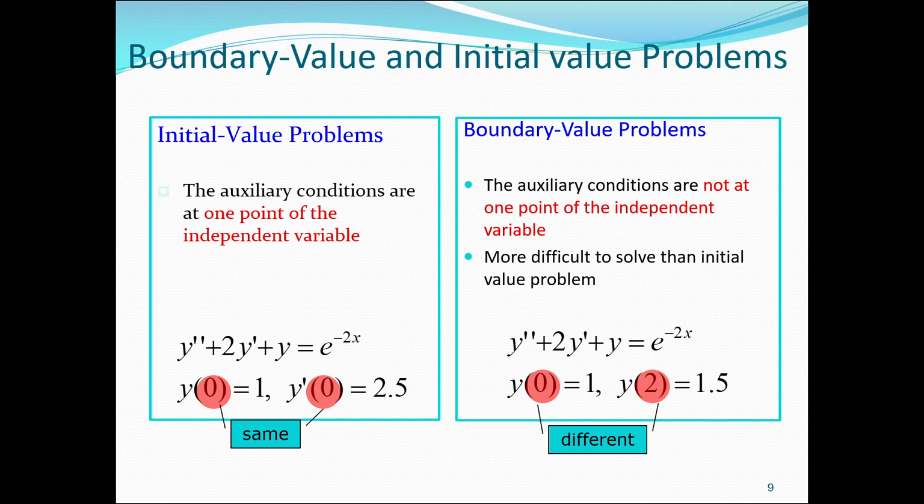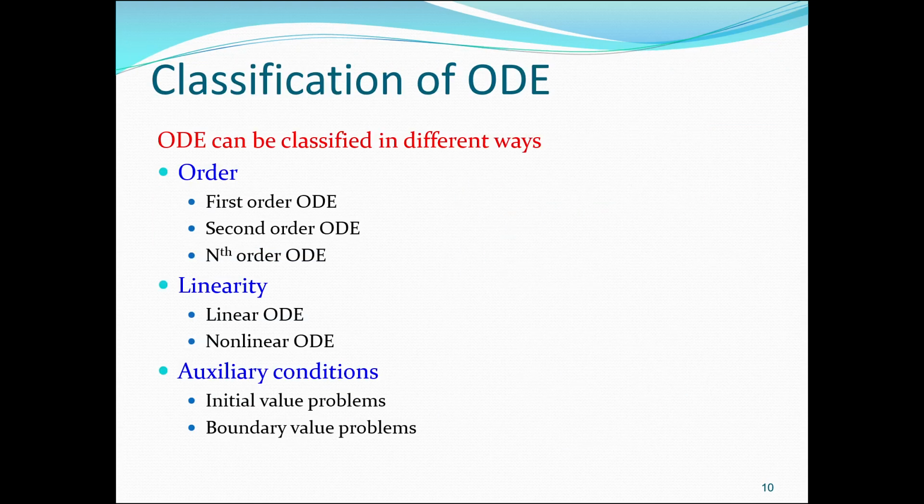So we are given the condition with respect to 0. Therefore this is the initial value problem. And secondly, the boundary value problem. Here the same equation y double dash plus 2y dash plus y equal to e power minus 2x, but the given condition is y of 0 equal to 1 and y of 2 equal to 1.5. So we represent the auxiliary condition with respect to 0 and 2. This is a boundary value problem.